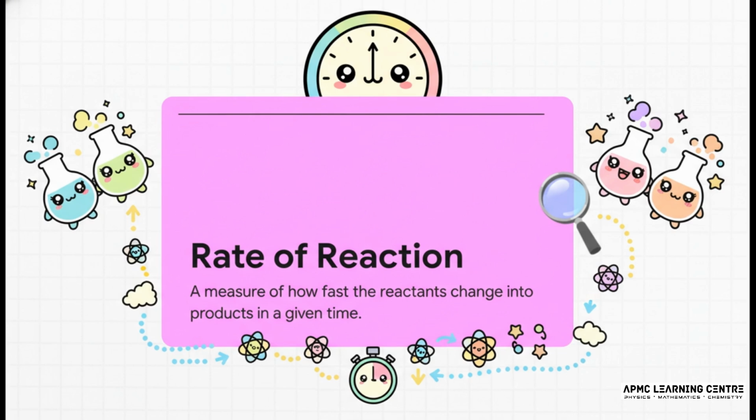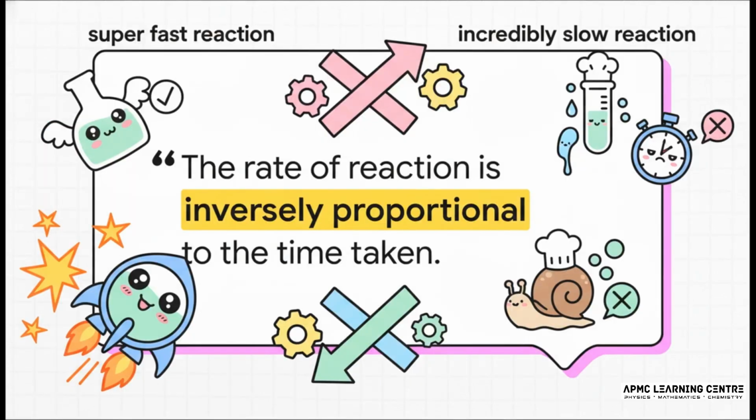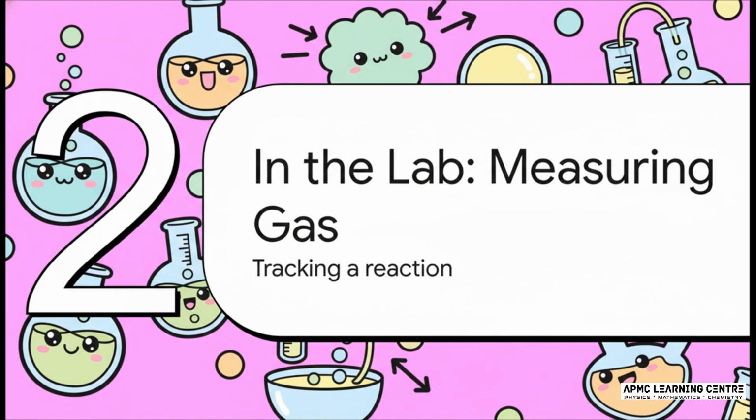It's all about tracking change over time. And this right here is absolutely key. It's a simple but super powerful relationship. If a reaction happens in the blink of an eye, the time it takes is incredibly short. If a reaction drags on forever, the time is incredibly long. So as one goes up, the other goes down. They're inversely proportional.